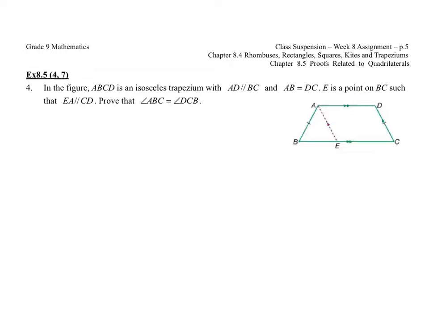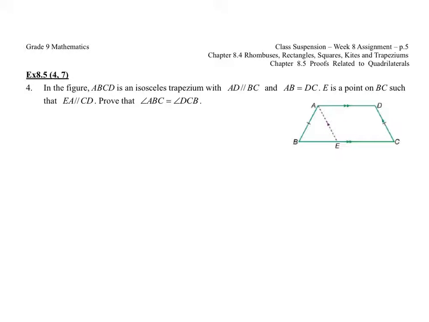Now look at exercise 8.5. The two questions would be related to proofs which are really challenging. So look at number 4. This is a question that we discussed in the live lesson before. To prove the two base angles of an isosceles trapezium are the same, the line AE is constructed for you, so it is already easier than the original.